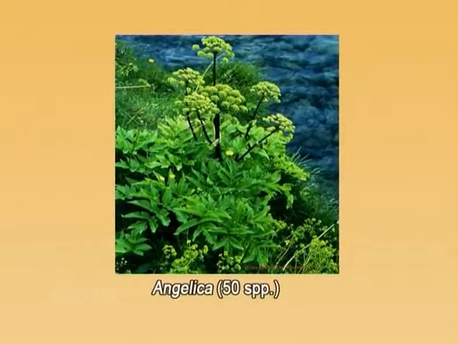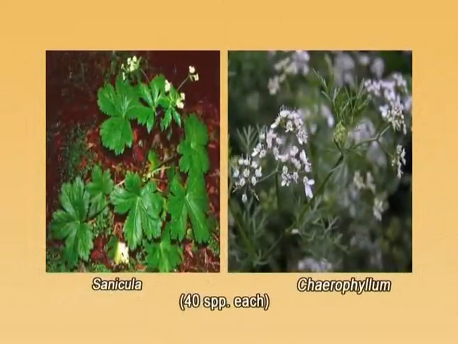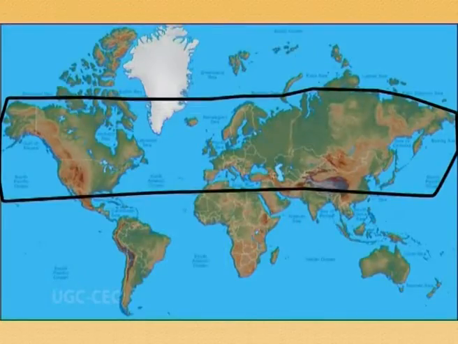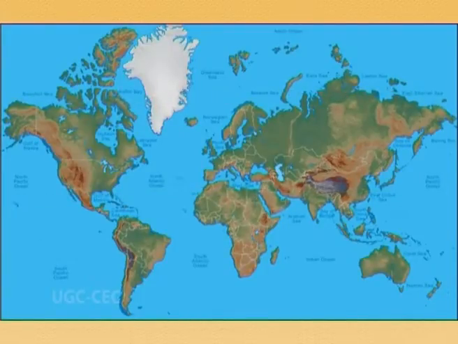Angelica has 50 species. 2 more genera, Sanicula and Chaerophyllum, have 40 species each. Members of this family Apiaceae are widespread all over the world, but their main distribution is in the north temperate regions of the world.